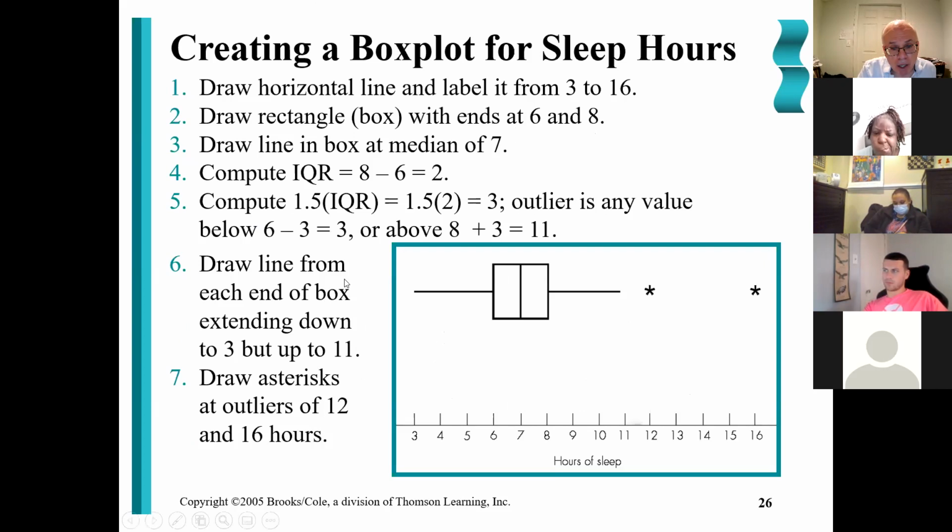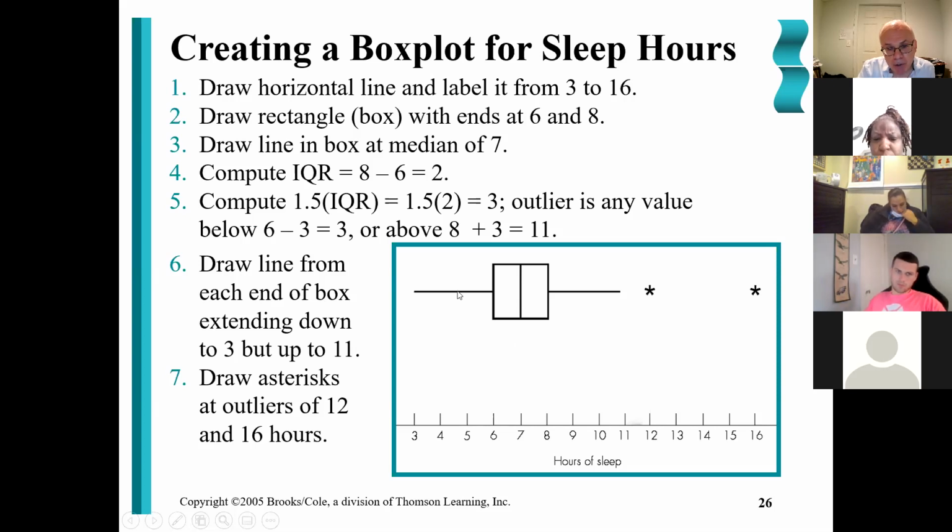So here's your box right here. The left end of the box is your lower quartile, 6. The right end of the box is your upper quartile, 8. The median happens to be 7, but it could be anywhere inside the box. In this case, it happens to be 7. So you draw a vertical line at 7. The vertical line represents the median.